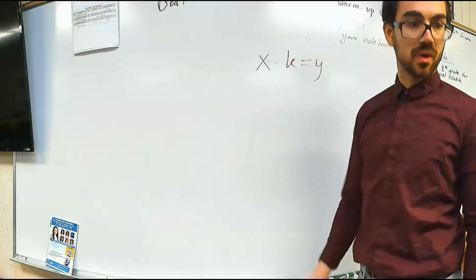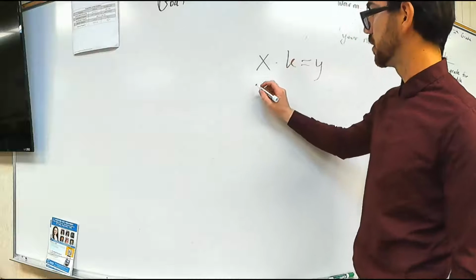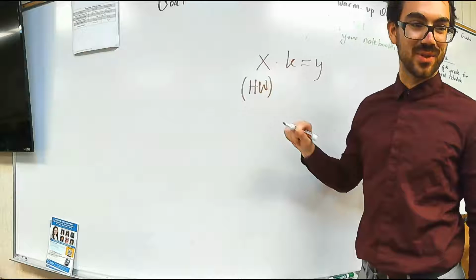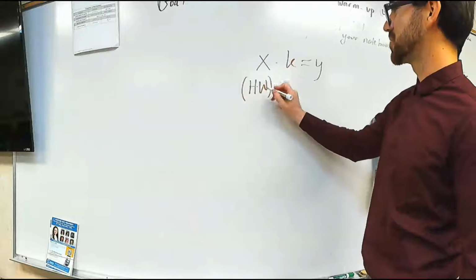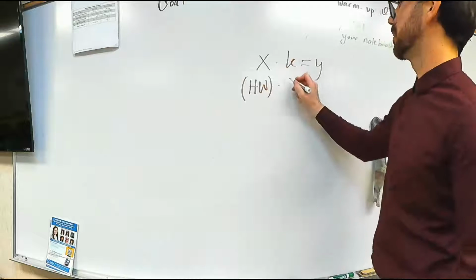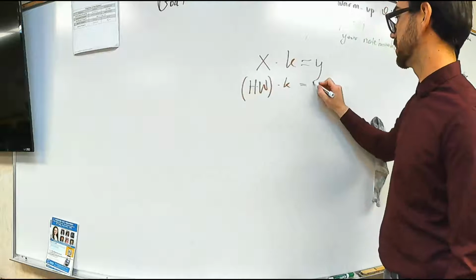Hiker's weight comes first, so I'm going to make that X. Even though it might be a little bit harder, I'm going to make it X, okay? This is hiker's weight. I'm going to label it HW. Don't confuse it with homework. Hiker's weight, okay? And K is going to be our constant of proportionality, our secret number. We're going to have to find that. Equals backpack weight.